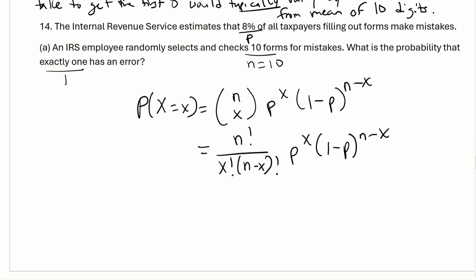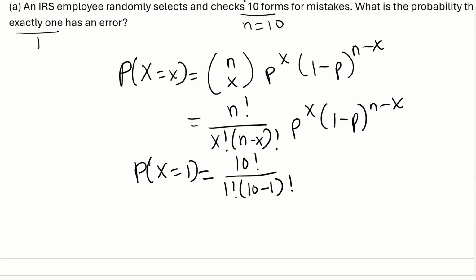I'm going to go through an entire calculation, but you could do this on the calculator, okay? But I just want to show you the entire calculation. So we got P of X equals 1. We get 1 factorial, or n is equal to 10. So we get 10 factorial divided by 1 factorial times 10 minus 1 factorial. Now we know 10 minus 1 is 9, so I'm just going to replace this with 9 factorial, okay?